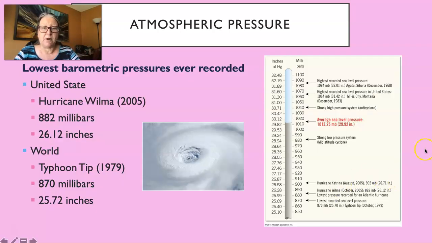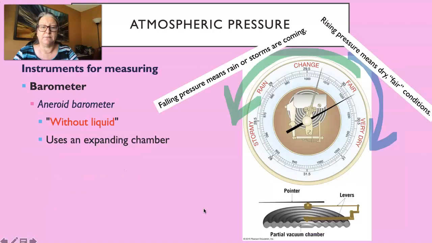Some of these lowest barometric pressures ever recorded were related to hurricanes. And as I said, hurricanes are intense low-pressure systems. The lowest pressure ever recorded in the United States was Hurricane Wilma with a value of 882 millibars. And in the world, there was a typhoon in Japan that reached down to 870 millibars. And hurricanes in the Pacific Ocean are called typhoons. So it's the same phenomenon as a hurricane. So 882 and 870, let's look back at that previous instrument. This goes down as far as 940. So those atmospheric pressures were so low, they wouldn't have even been recorded on a normal barometer.